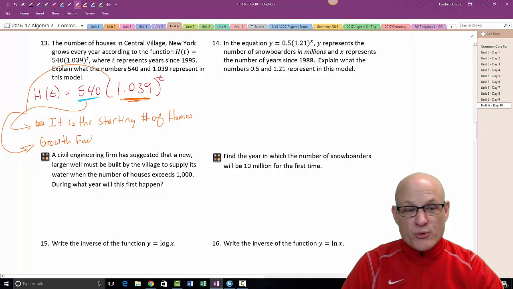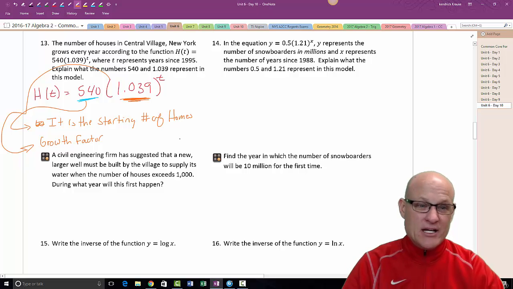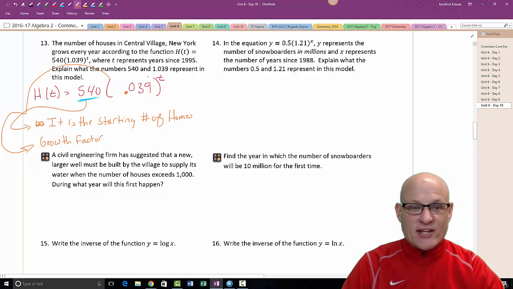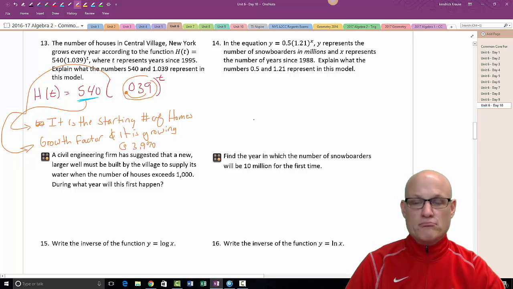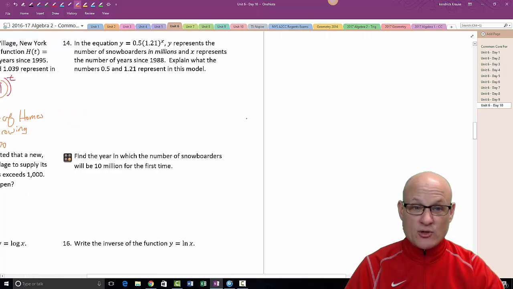Now, how do I know it's growth and not decay? It's growth because it's bigger than 1. But it's not good enough to just tell me it's a growth factor. You've got to tell me what it's growing by. So I don't really care about the 1.039, I know I need that for growth. It's this thing I need. What is this as a percent? Well, I moved that decimal back over, and it is growing at 3.9%. Boom, done.